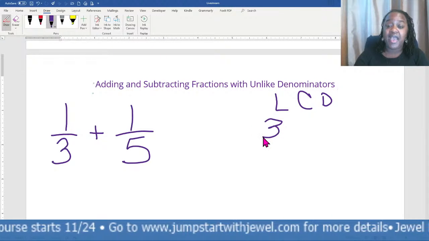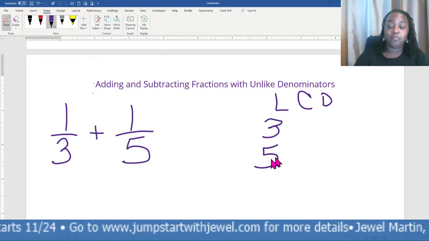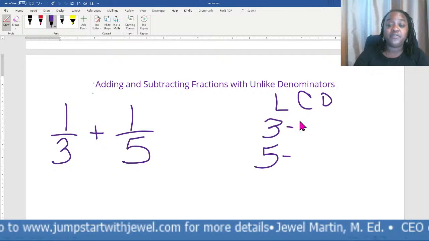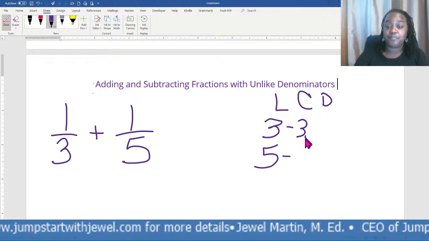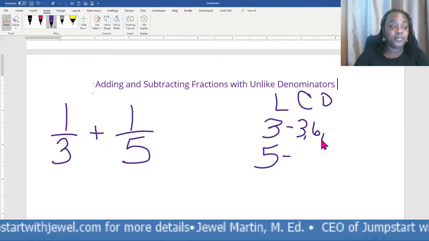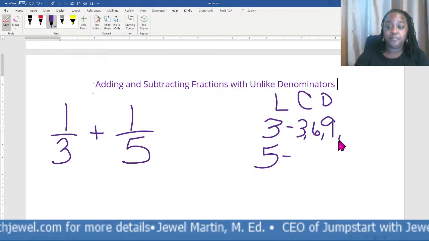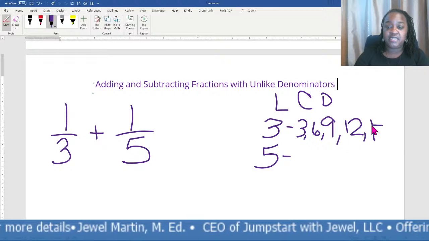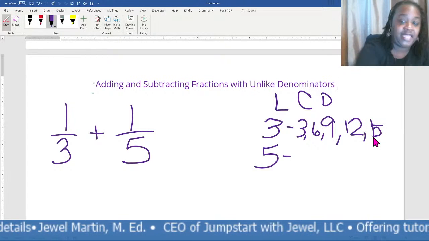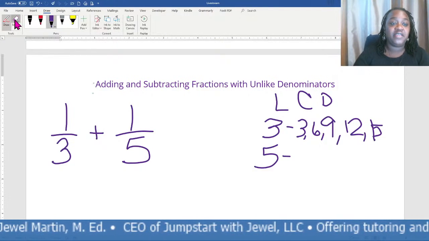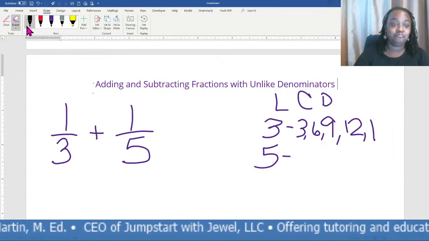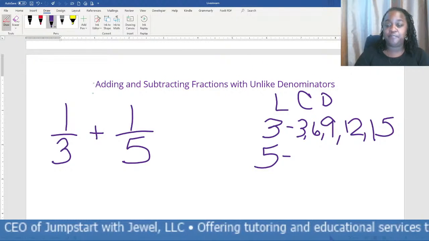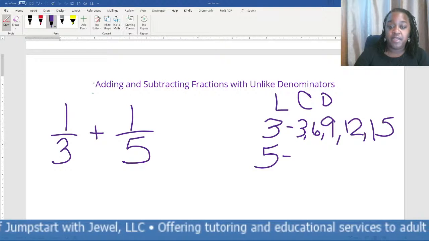You are going to have to know what the multiples of 3 are. So the multiples of 3 are 3, 6, 9, 12, and 15. Let me move this over so I can have some space. Okay. So those are the multiples of 3.